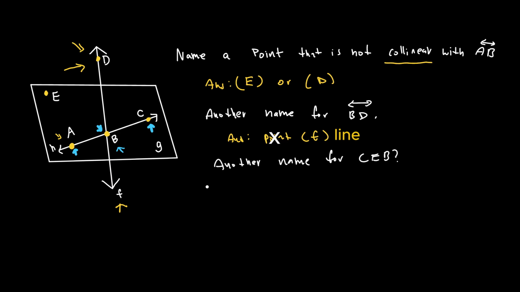Another name for CEB. So where is C? C is over here, B is over here, and E is over here. First, what is CEB? CEB is referring to the plane over here. As the previous question asked to name the points of the plane, which were A, B, and C, we can name this plane that way, but now look over here. This G is over here alone and is representing this plane. So another name for CEB would be G. What about this one?